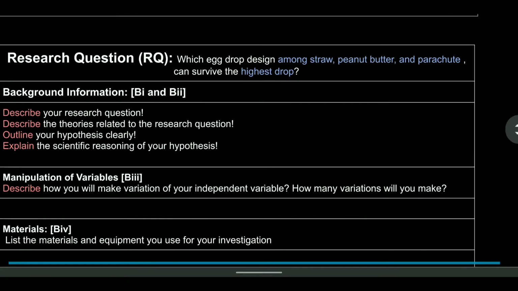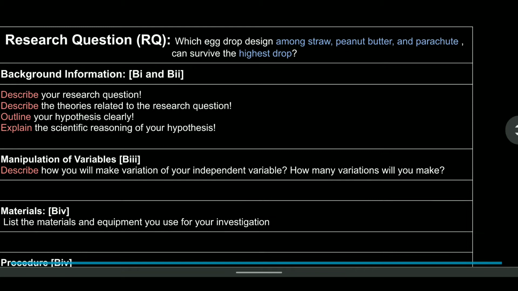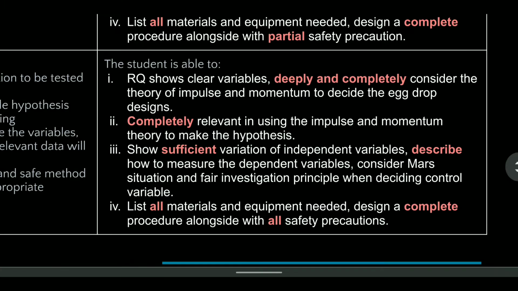Let's say you are going to start with B1. For B1 and B2, there are 4 questions, from describing your research question until explaining the scientific reasoning of your hypothesis. If you're wondering what the expectation is in there, you can scroll down and find B1 and B2 under criterion B clarification. Here you are at the clarification of B1 at the 7 to 8 level of achievement. It says the RQ, or research question, shows clear variables.